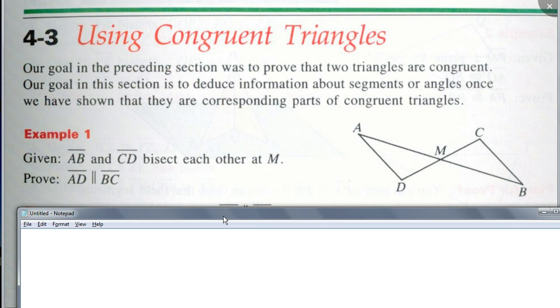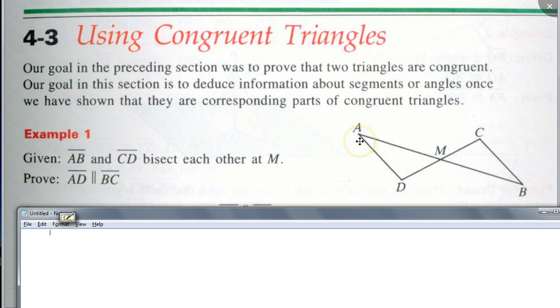So in other words, if AM is 5 units, what's MB? 5. What about DM? Does it have to be 5 also? No. What if DM is 3 units, then what is MC? 3. That's what they mean by they bisect each other. In other words, what is this M in terms of AB? Good. What about this M in terms of CD? Very good.